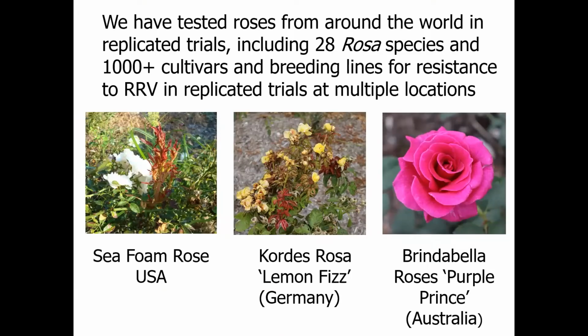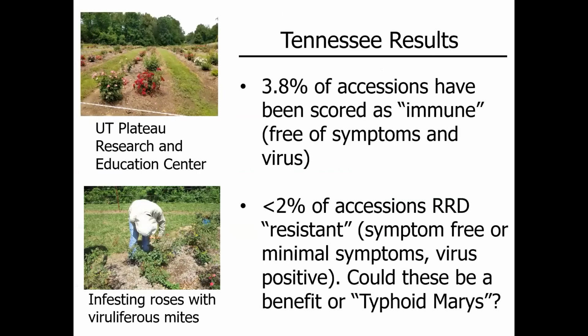So these 3 at the bottom are just examples to give you an idea of the types of roses we looked at. I told you over 1,000 cultivars. Many of the cultivars originated from the United States. We looked at a lot of Kordes roses and roses from England. So we had a bunch of roses that we tested from Europe. And then the Brenda Bella roses, which is a new group of roses that have been sold from a company in Florida, but they originate from Australia. And so we've looked at roses from different parts of the world, hunting for resistance.